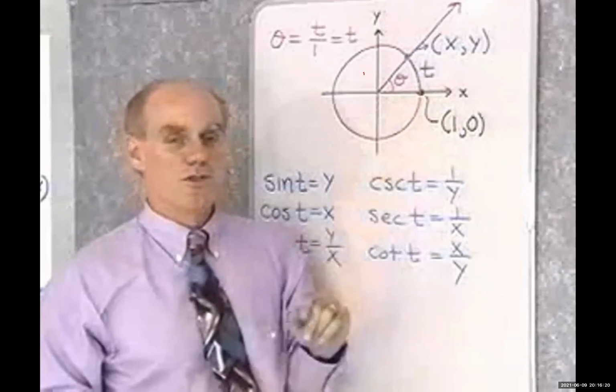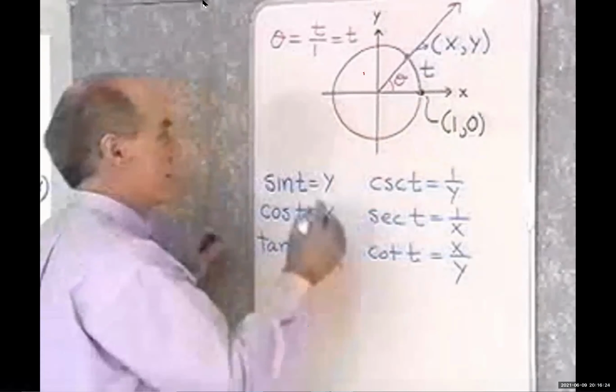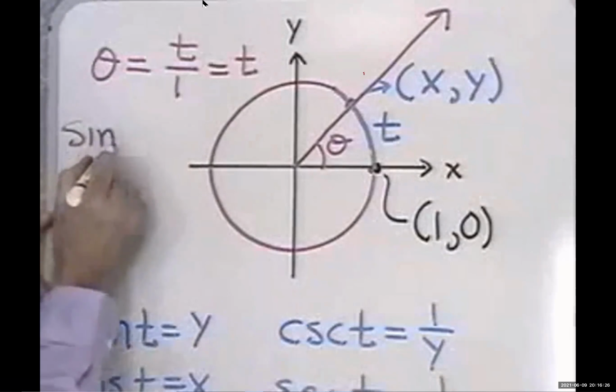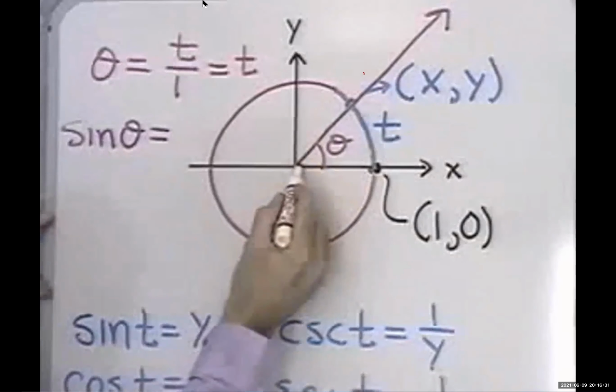Now let's go back to our original definition one for the trigonometric functions and find the sine of theta. Let's have a close-up here. So the sine of angle theta, well, theta is in standard position here. So all I need is a point on the terminal side.